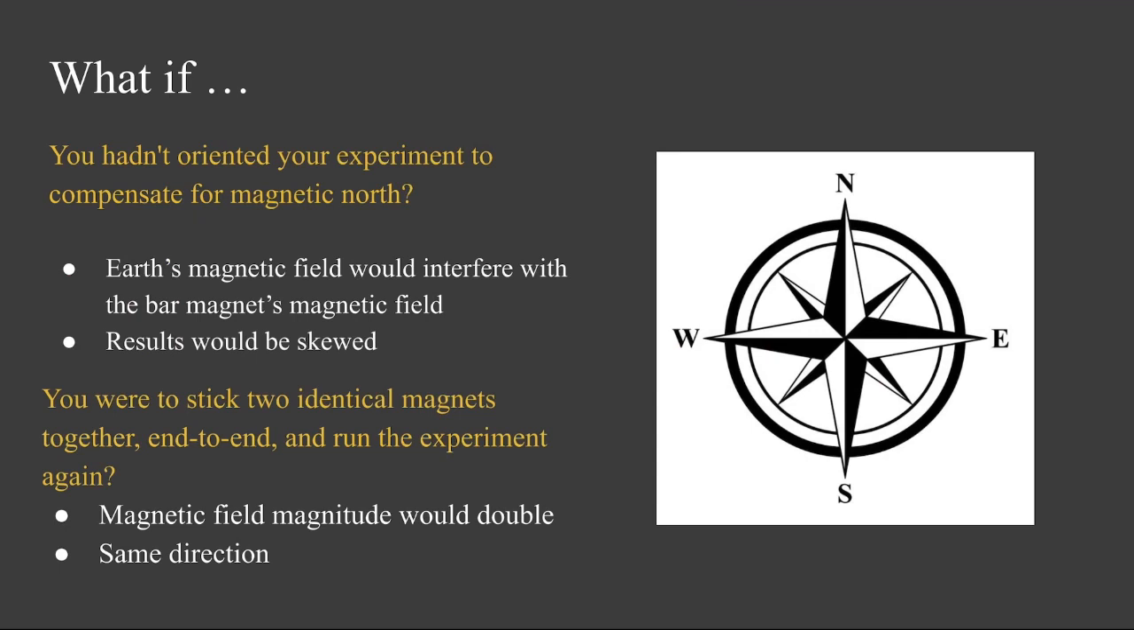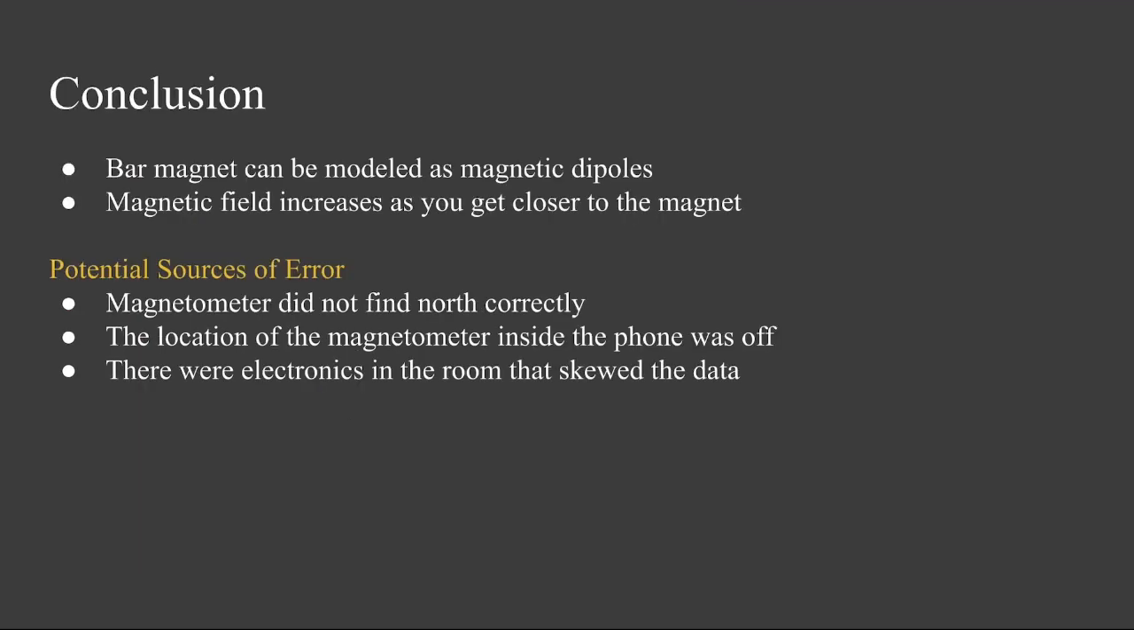Well, we would have seen that the magnitude of the magnetic field would have roughly doubled, but the direction would have stayed the same. In conclusion, the bar magnet can be modeled as a magnetic dipole, and the magnetic field increases as you get closer to the magnet. Some potential sources of error in this experiment include the magnetometer not oriented to north correctly, the location of the magnetometer inside the phone was off, and there were electronics present in the room that could have skewed the data.